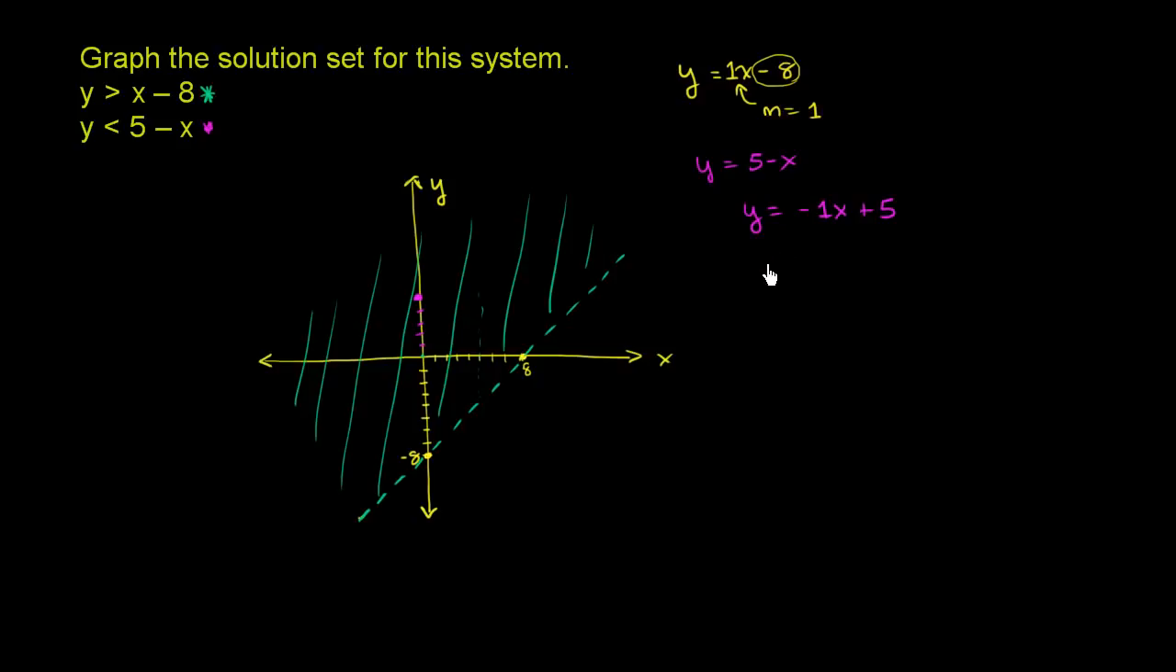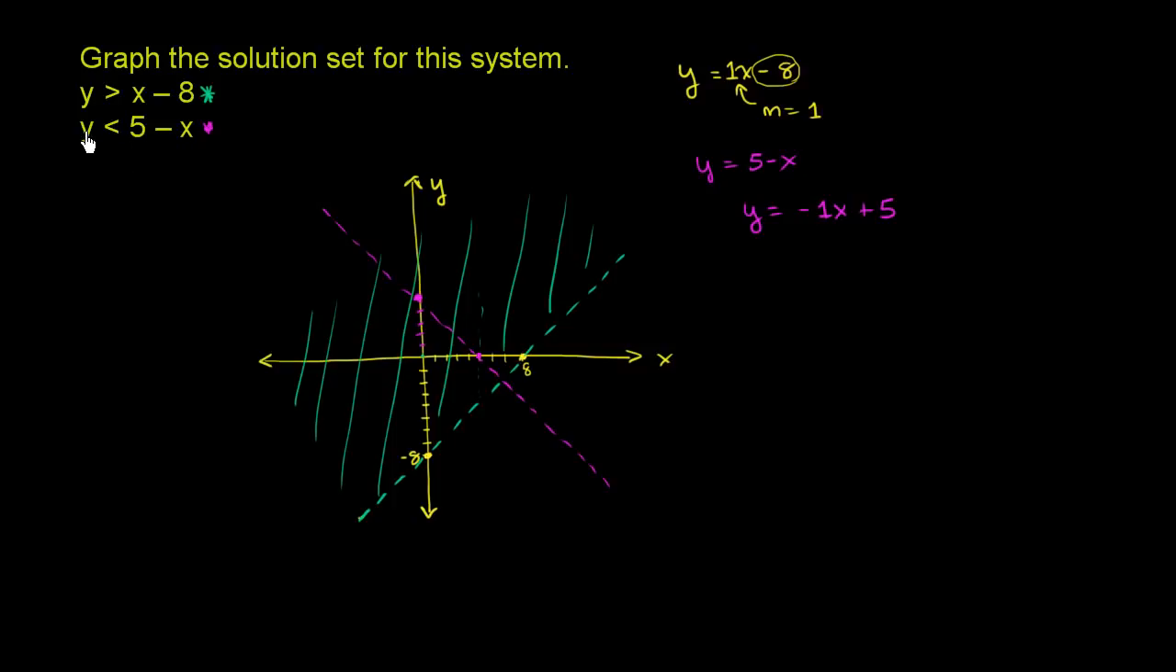Or another way to think about it, when y is 0, x will be equal to 5. So 1, 2, 3, 4, 5. So every time we move to the right one, we go down 1, because we have a negative 1 slope. So it will look like this. And once again, I want to do a dotted line. So that is our dotted line. And I'm doing a dotted line because it says y is less than 5 minus x.